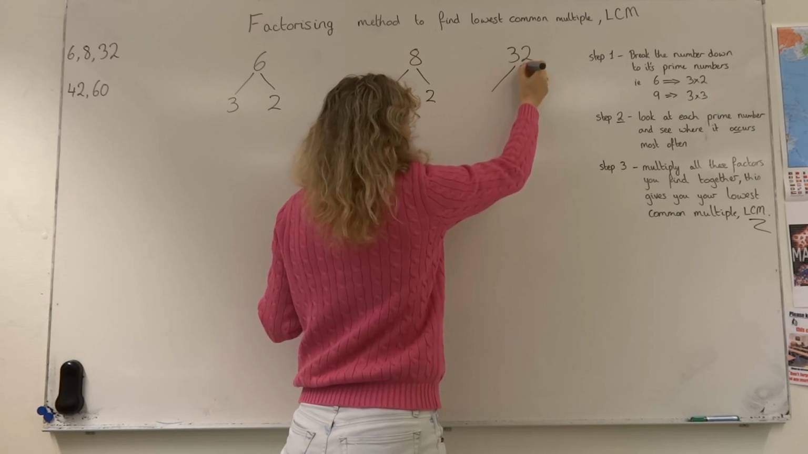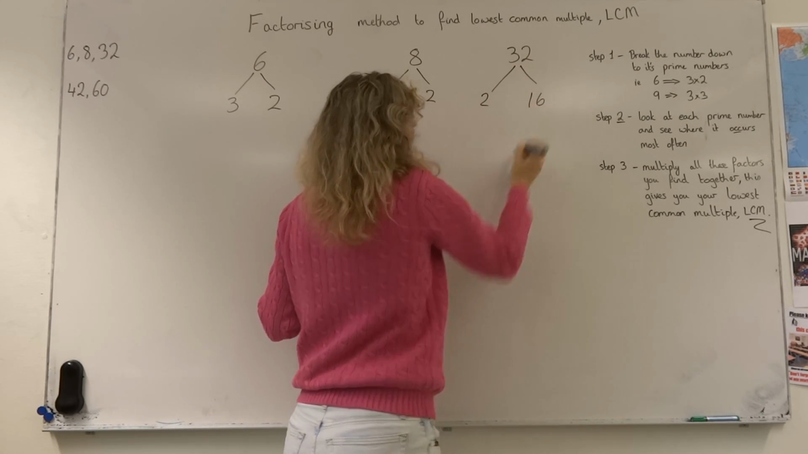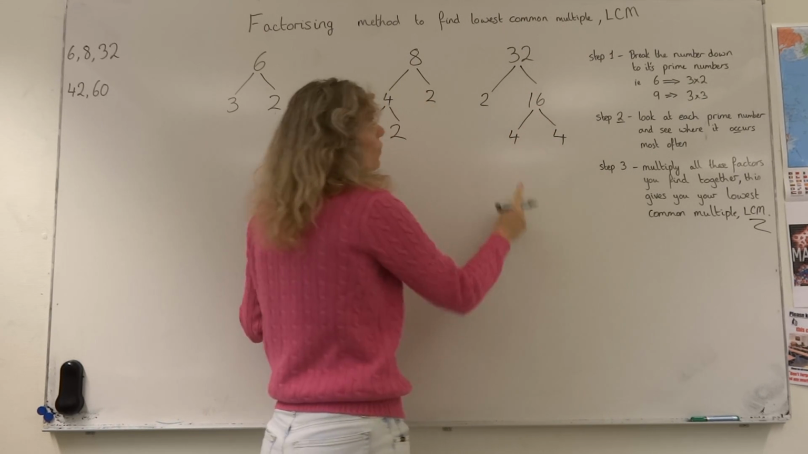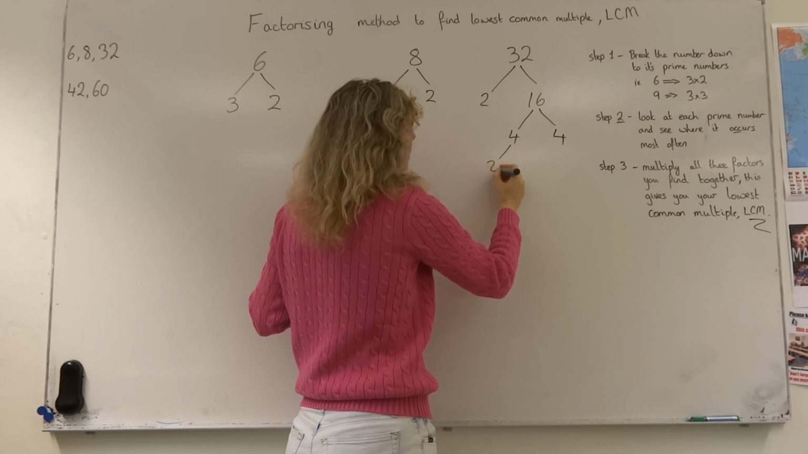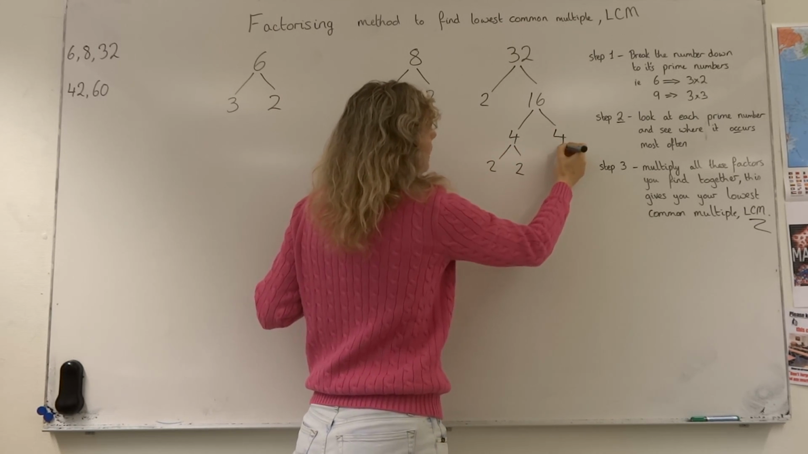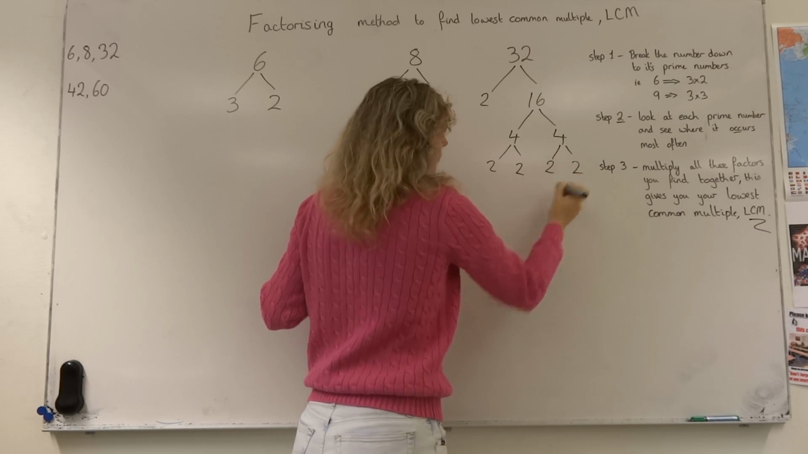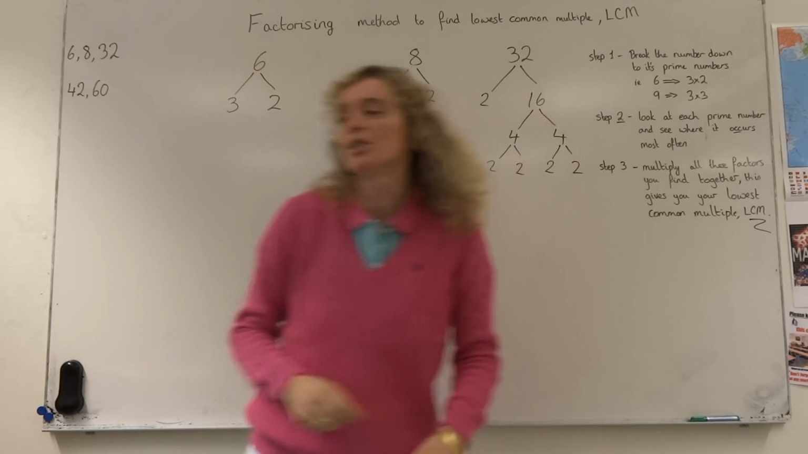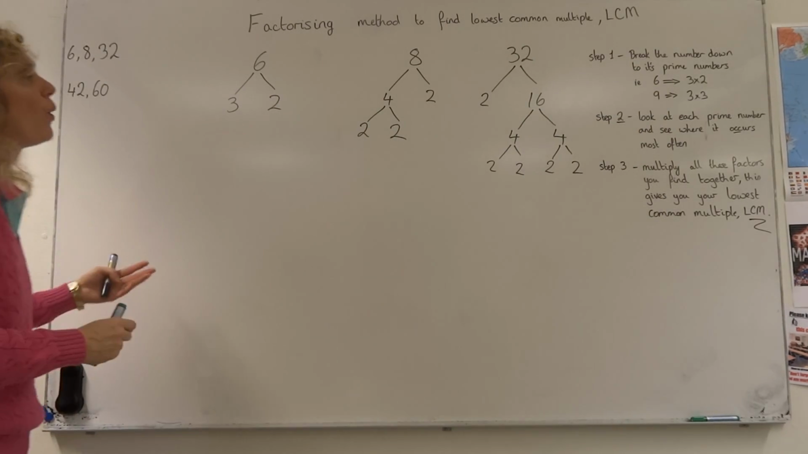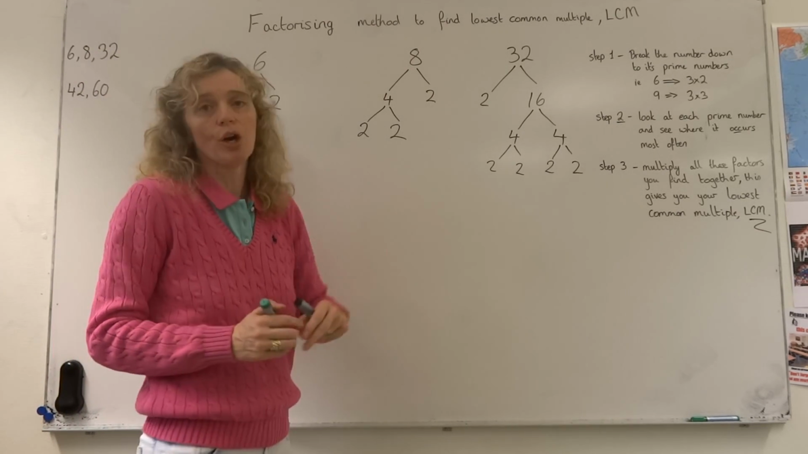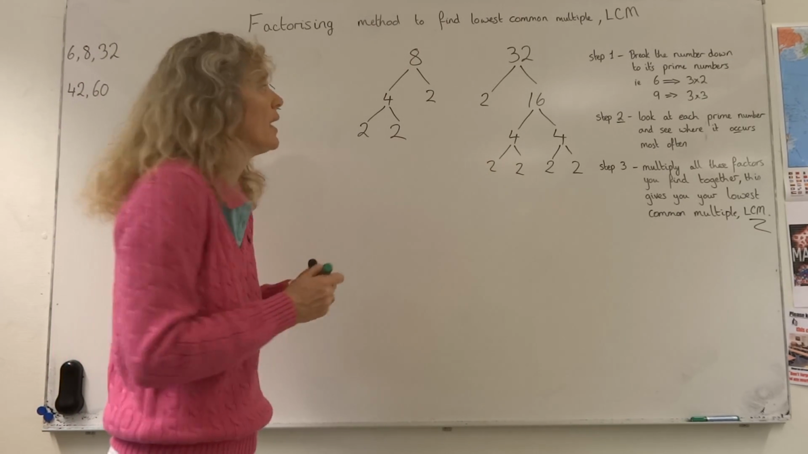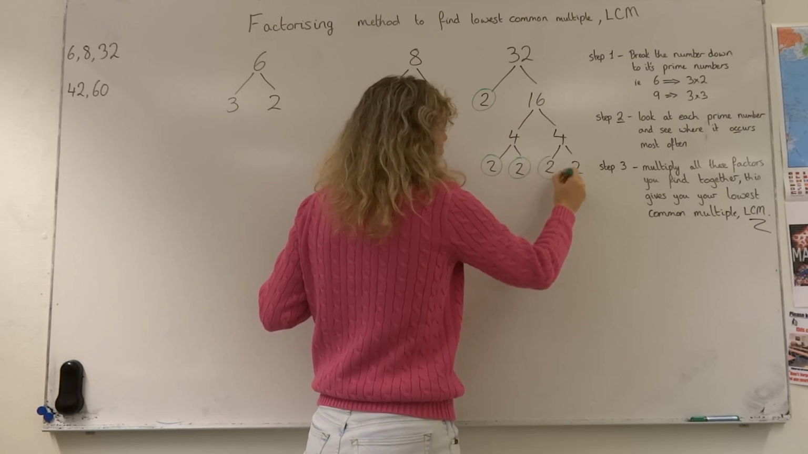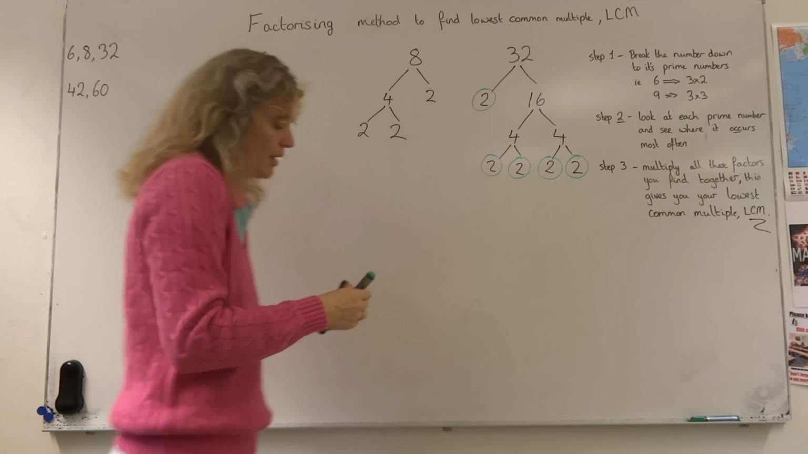32, we can get that by 2 lots of 16. 16 isn't a prime number. We can get 16 by 4 lots of 4. 4 isn't a prime number either. We can break down 4 into its prime numbers. So we can see already here that we have an awful lot of 2's. So if we're going to use the technique where we identify where the numbers occur most frequently, we can see directly that here at 32 we have 1, 2, 3, 4, 5 occurrences of 2.